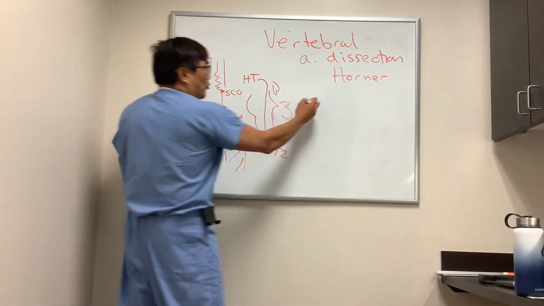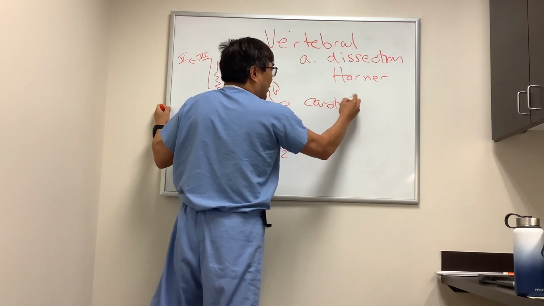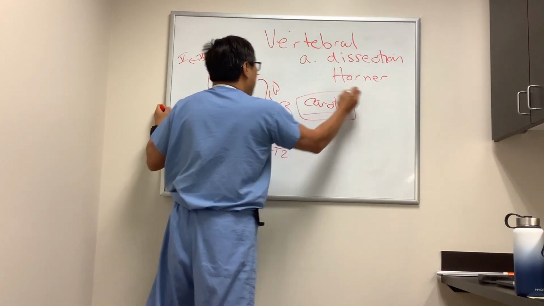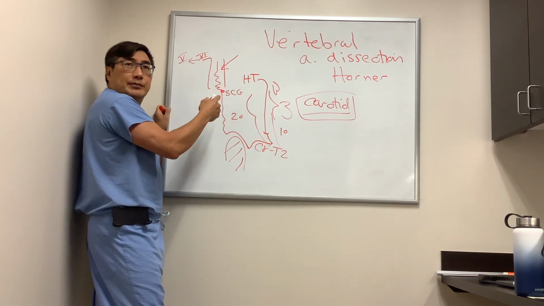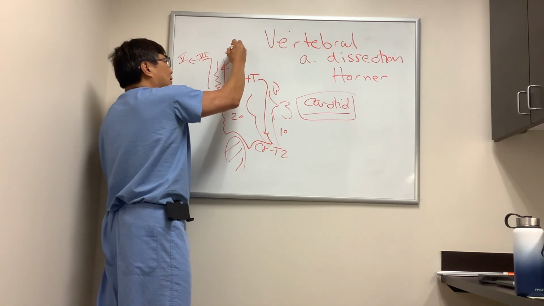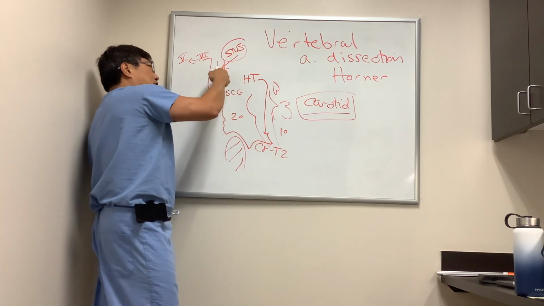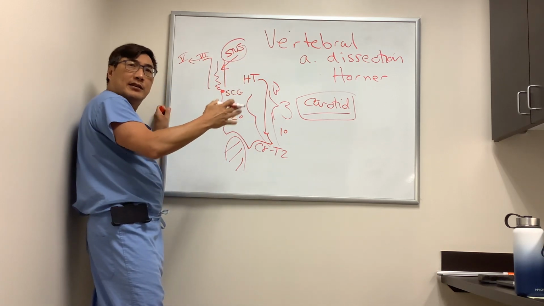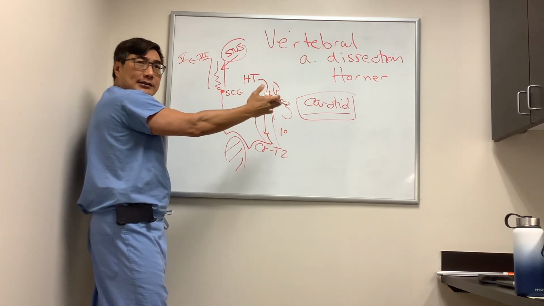So in the carotid artery dissection, it's so obvious why you have a Horner syndrome, because the sympathetics are directly wrapped around the carotid in that location. So the sympathetic fibers are disrupted by the tear in the false lumen in a carotid dissection.